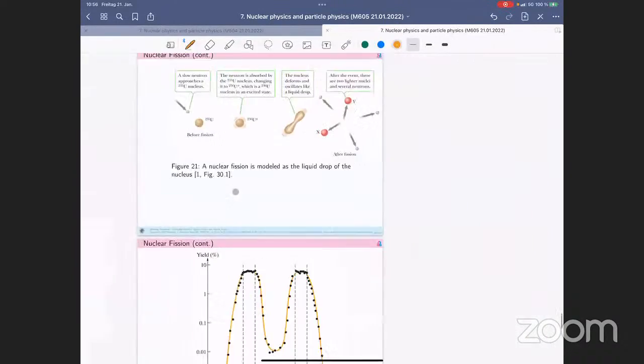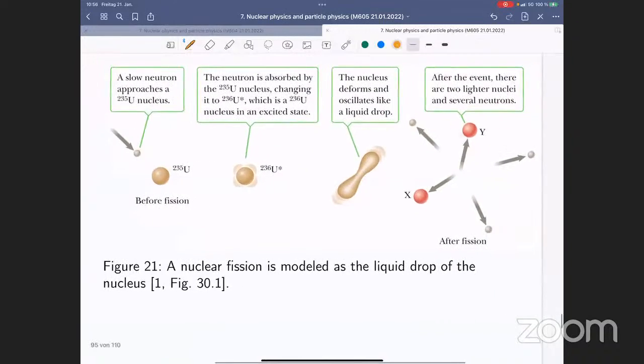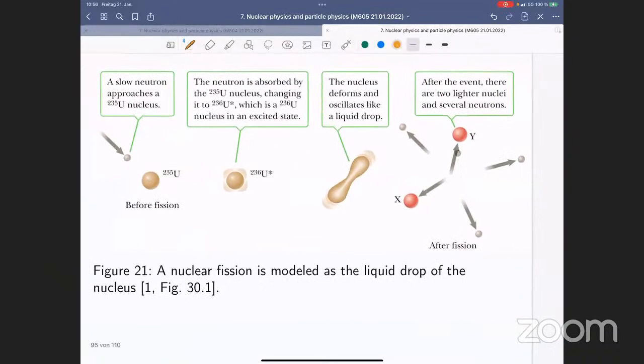So what are X and Y daughter nuclei? What are the possible nuclei? Because I didn't go into the detail of what X and Y are, right? What is the element X? What is the element Y?